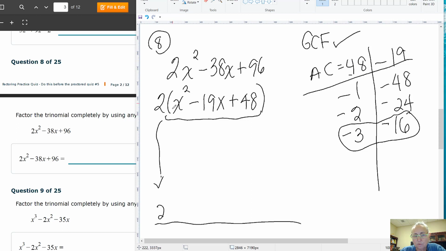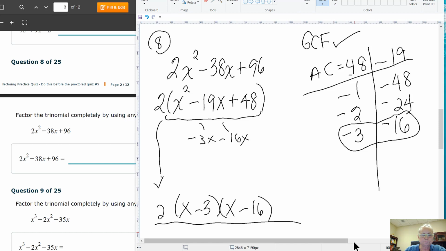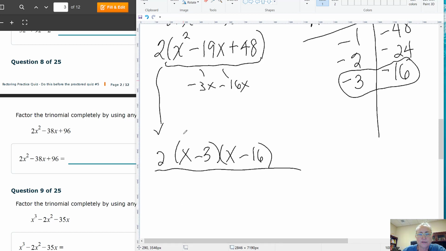Now look, this is one of those easy ones where there is a 1 here. So I can do the split of minus 3x minus 16x and group, or I can go right to the answer, x minus 3, x minus 16. Because even though it didn't start out with a 1, there was a common factor that came down, and so my trinomial that's left does have a 1 there, and I can just go directly to the answer. That's number 8.